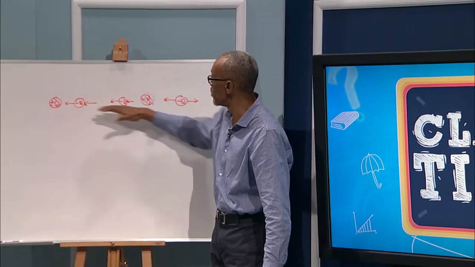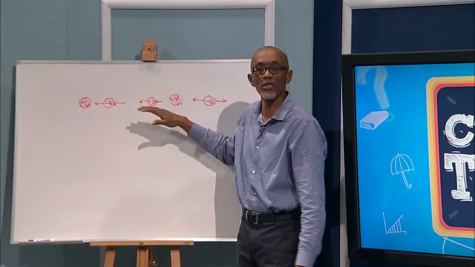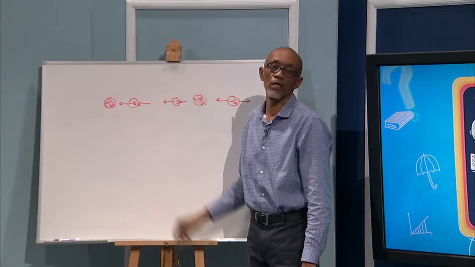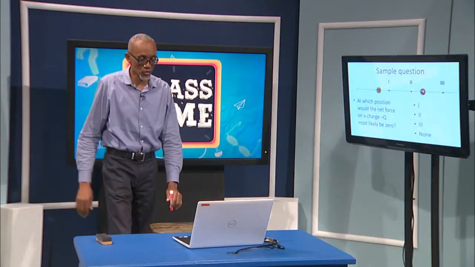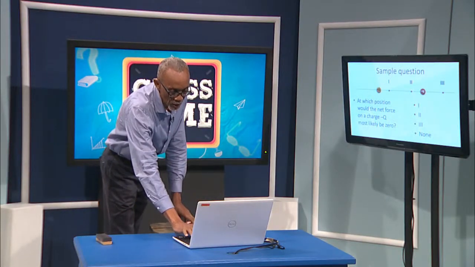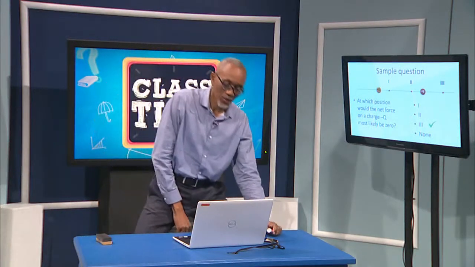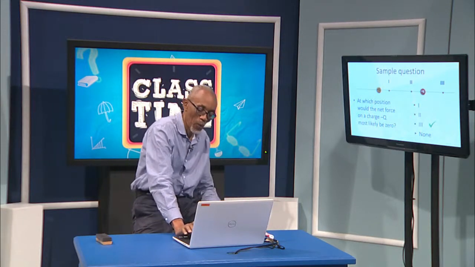These two in between the 2 charges can never be 0 because they're always in the same direction. So here is more likely 0. Okay? All right.